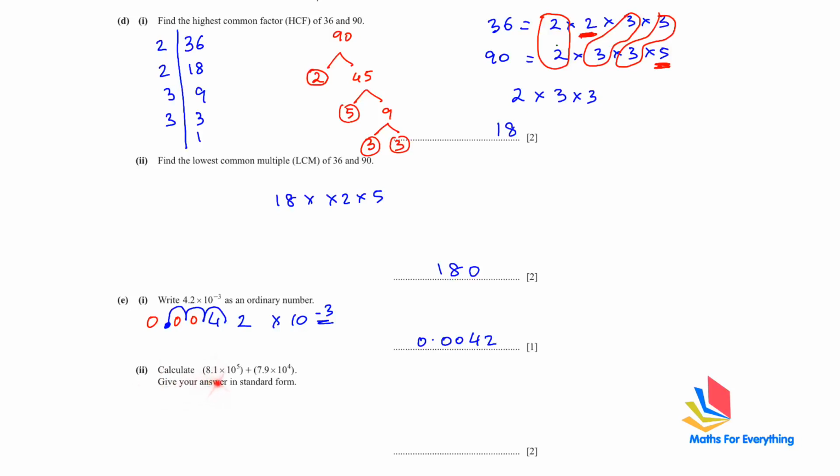Next, calculate 8.1 multiplied by 10 to the power of 5 plus 7.9 multiplied by 10 to the power of 4, and give your answer in standard form. You can put these numbers in the calculator and you will get the answer 889,000. Now if you want to write it in standard form, there should be only one number before the decimal, so it will be 8.89. How many numbers after the decimal? 1, 2, 3, 4 and 5. So to the power of 5.